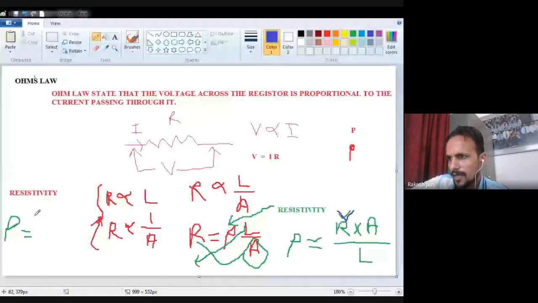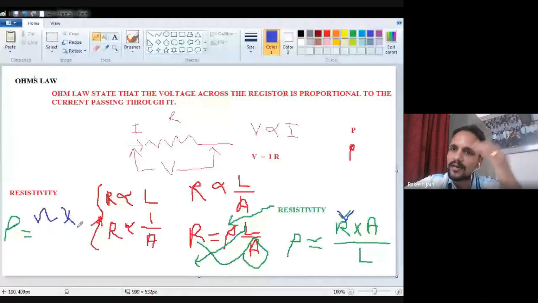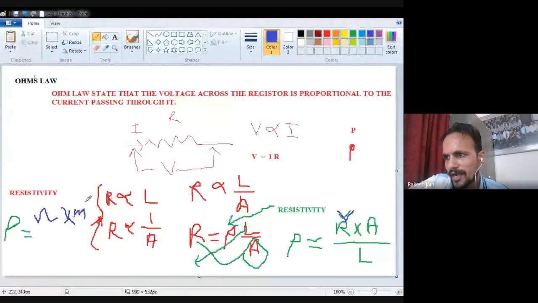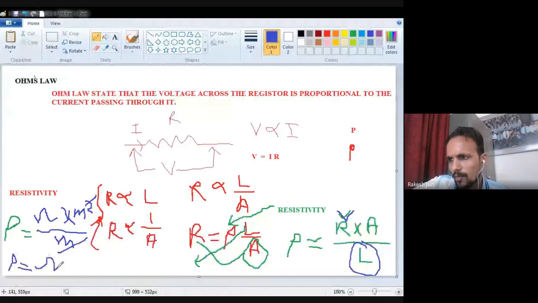Ohm multiplied by A, which is area, and we know that the area formula is length multiplied by width. So if length is in meter and width is in meter, then definitely it is meter square. So ohm meter square, divided by L. L is length, which is in meter. Now this meter will cancel with the square term. So what is remaining? The unit of this resistivity is ohm meter. Only ohm and meter is remaining.